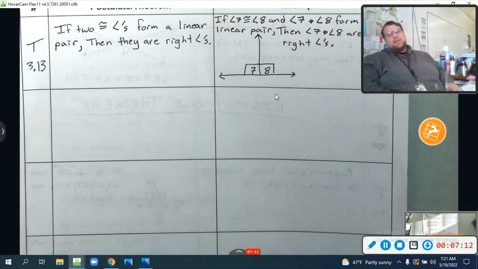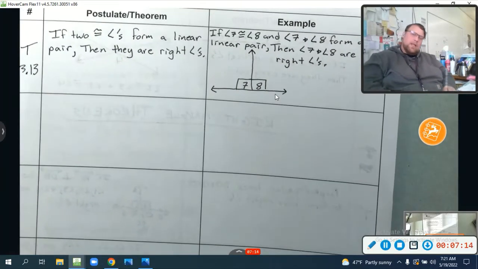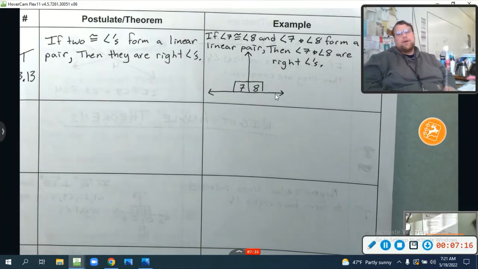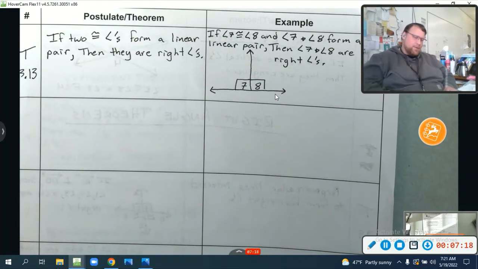Okay. A lot of stuff to do with right angles because we're going to be doing a lot with right triangles eventually. So maybe not this year, but in the years to come.